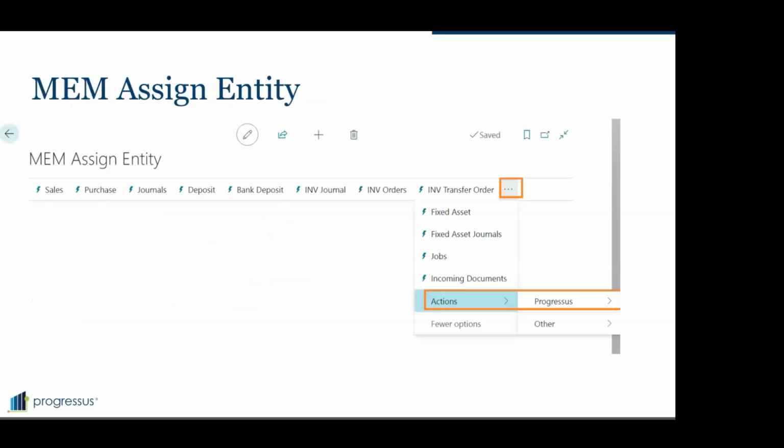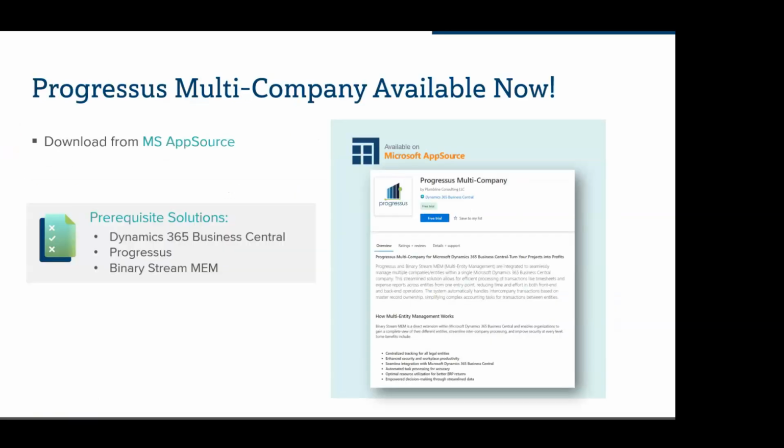So this is the standard MEM assign entity area. And you can see there are quite a few existing BC functionalities within here. They've just added Progressus on top of that. So you'll see within the menu, you can choose Progressus specific data. As we said, it is available and able to be downloaded at this time.